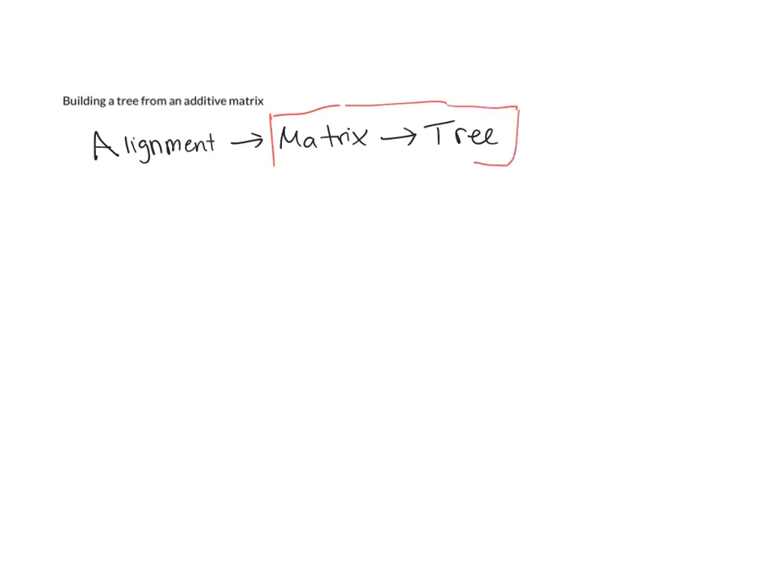So this next step is, remember, our goal here is to go from alignment to an alignment matrix to a tree. And this section here is going to focus on that last part of going from a matrix to a tree. And we're going to do this by hand. And to go from a matrix to a tree, I'm going to need to give you a matrix. So I'm going to draw one here.